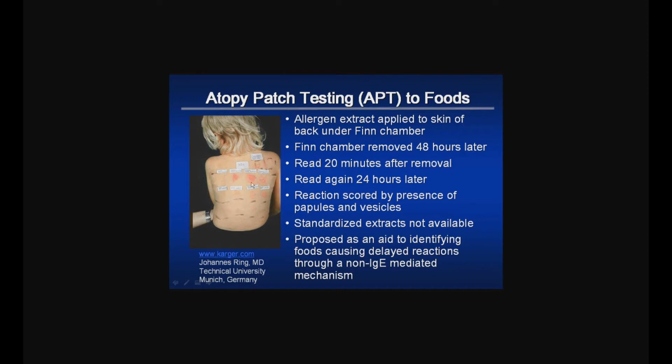As you can see at different sites, this is one that's being read, but you place it in the Finn chamber, tape it on the back, and then you remove the Finn chamber at 48 hours. You read it 20 minutes after you've taken the tape off and removed the chamber, and then the final reading and most important reading is 24 hours later, so 72 hours after the food was placed. And then it's scored based upon the presence of bumps, papules, or vesicles, little blisters.